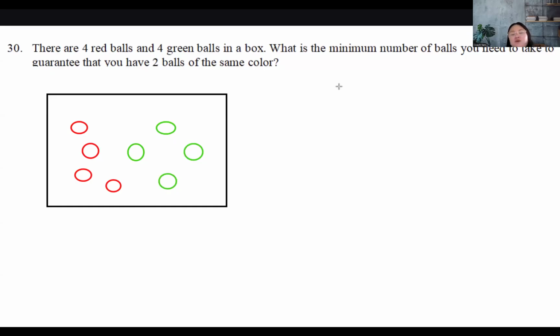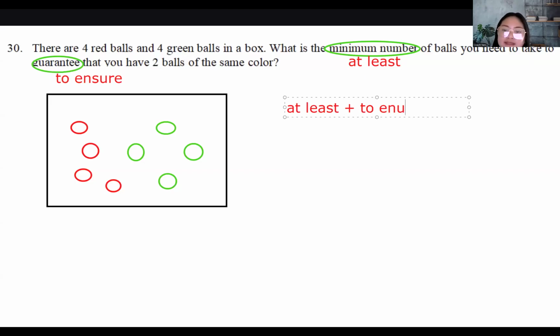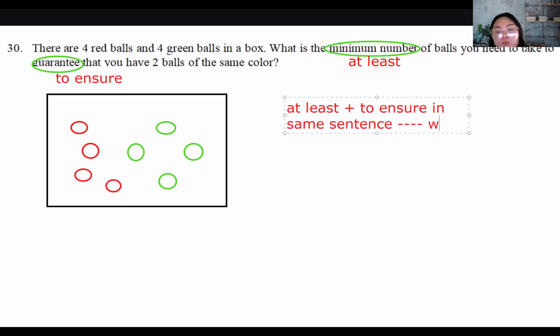Okay. Now, what is the minimum number of balls you need to take to guarantee that you have 2 balls of the same color? When you see minimum number, or also says at least, that just means the same thing, and guarantee, or also sometimes they use to ensure. So if you have at least and to ensure in the same sentence, then your problem is most likely worst case scenario.